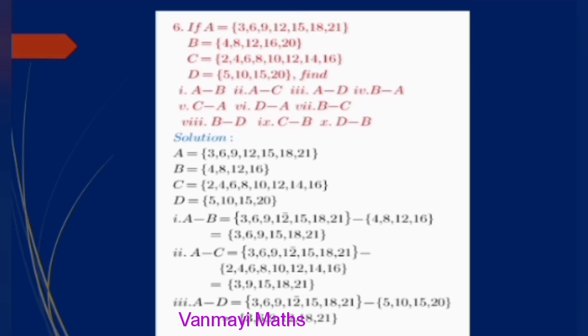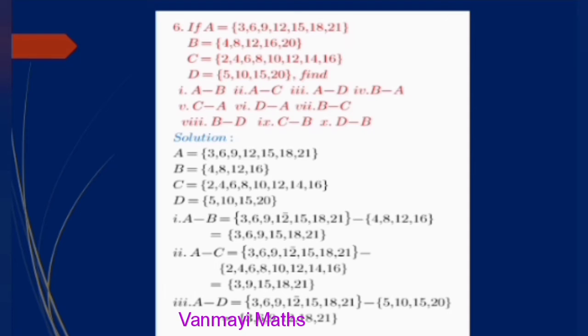Sixth question, if A is equal to 3, 6, 9, 12, 15, 18, 21, B is equal to 4, 8, 12, 16, 20, C is equal to 2, 4, 6, 8, 10, 12, 14, 16, and D is equal to 5, 10, 15, 20. Then find A minus B, A minus C, A minus D, B minus A, C minus A, D minus A, B minus C, B minus D, C minus B, and finally D minus B.